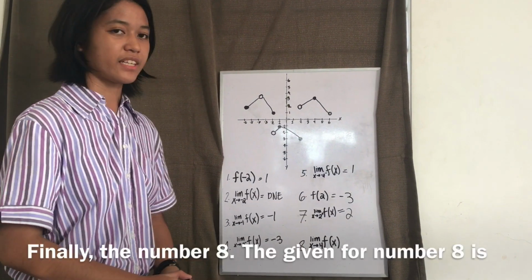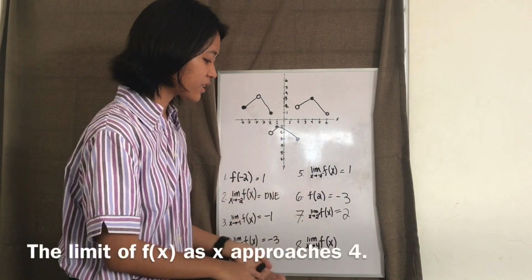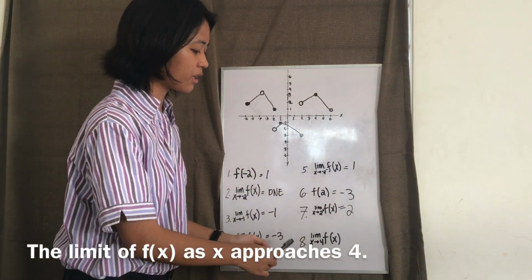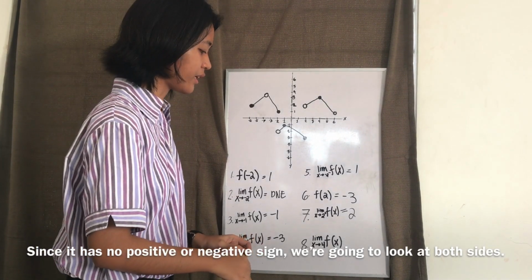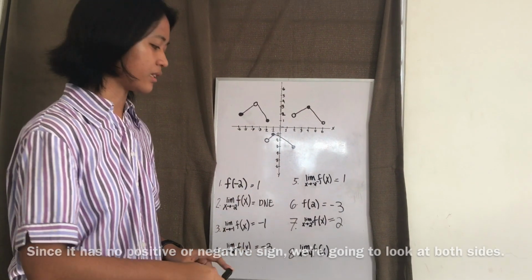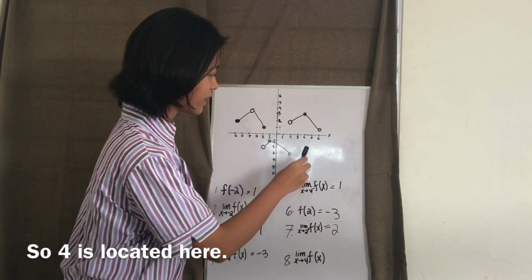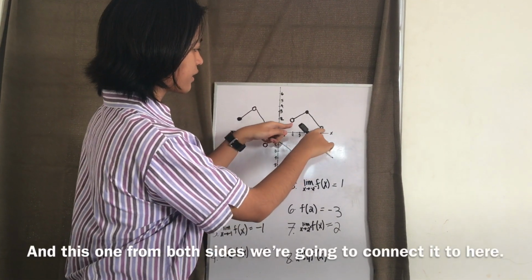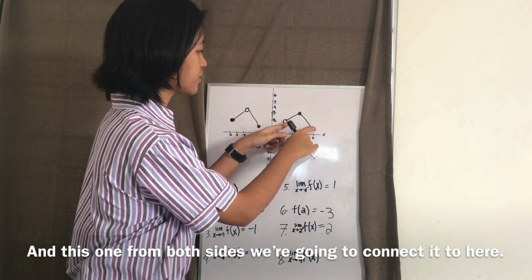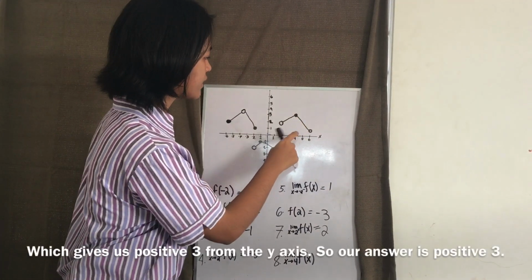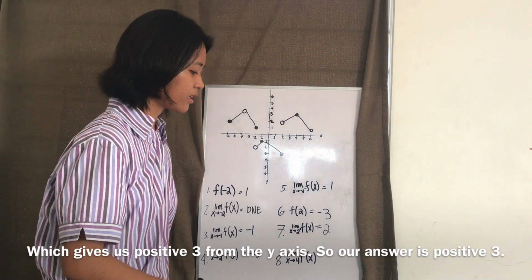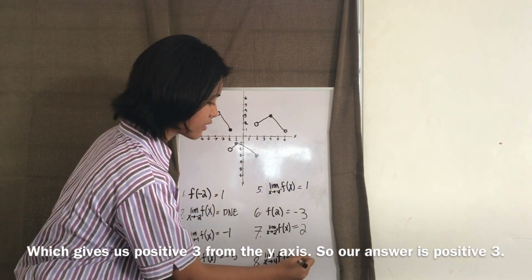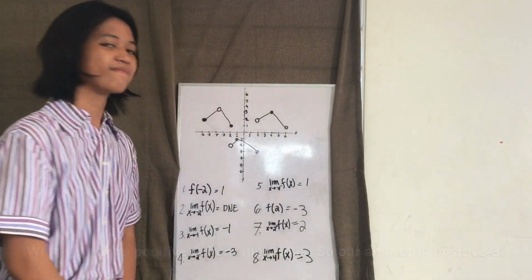Finally, on number 8, the given is the limit of f of x as x approaches 4. Since it has no positive or negative sign, we're going to look at both sides. So 4 is located here, and from both sides, we're going to connect it to here, which gives us +3 from the y-axis. So our answer is +3.